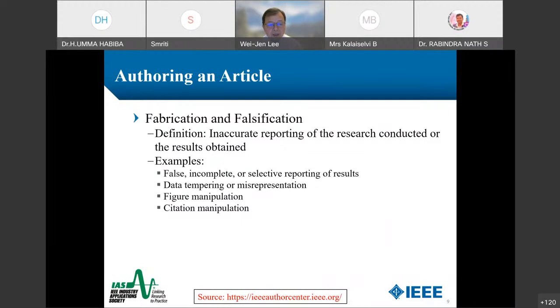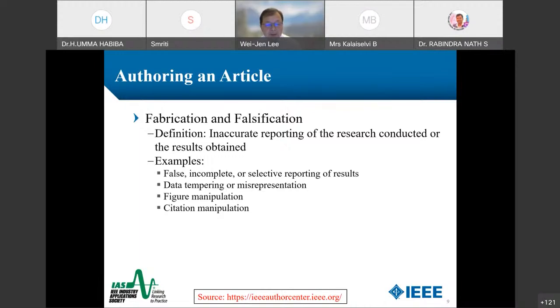Or you provide incomplete information, or you say, okay, well, you do 300 tests or 10 tests, only one gives you a favorable result, and then you just select that one to report. So this is not acceptable.